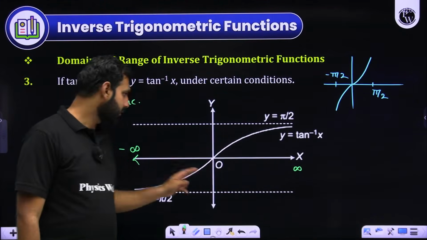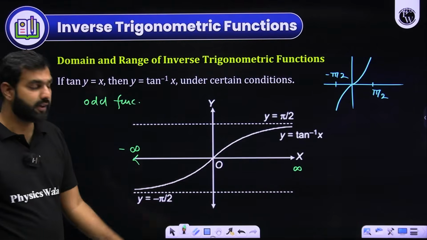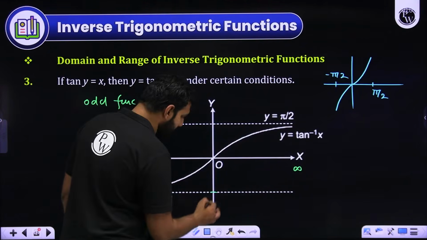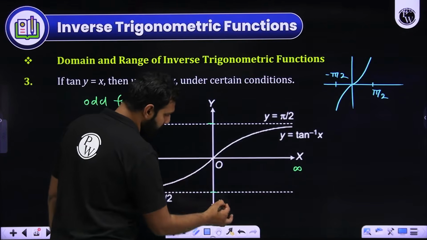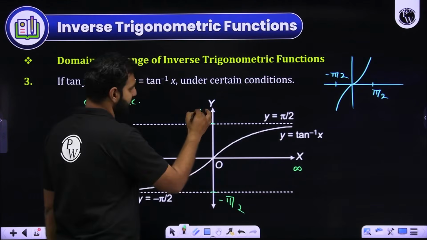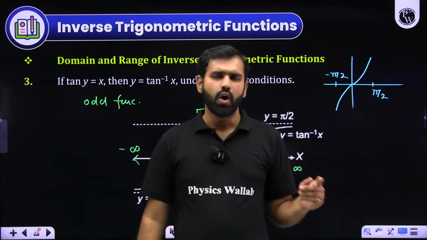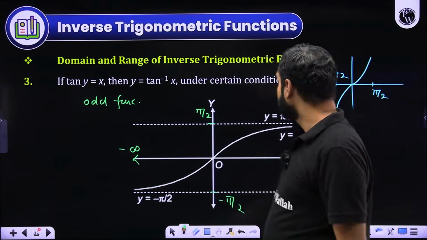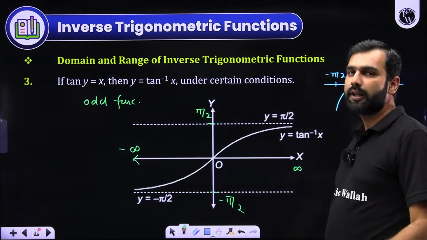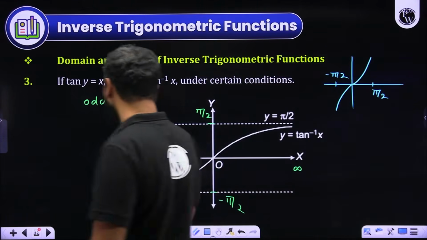When you talk about its domain, it is from minus infinity to infinity, open interval. And when you talk about its range, it is from minus pi by 2 to pi by 2. Its graph exists between minus pi by 2 and pi by 2. Although there are some other branches of tan x, we have taken this branch from minus pi by 2 to pi by 2 deliberately. Did you get that part? I hope there is no confusion on it.